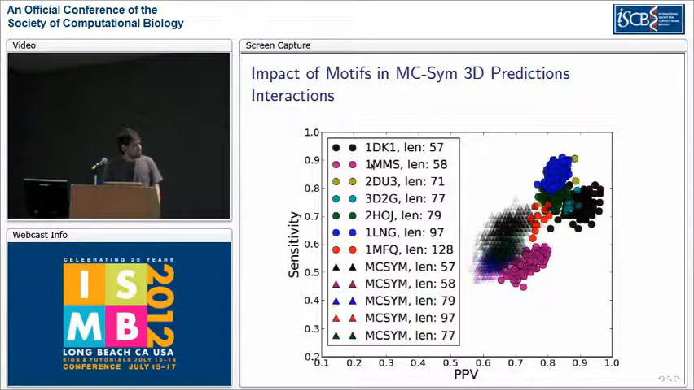In the mass of blurred triangles here, those are the predictions without the 3D motif explicitly given to the MC-Sim reconstruction. In the circles here, those are the predictions with the motifs. As you can see, again, the increase in positive predictive value and sensitivity of all the interactions of those motifs is really beneficial to use a motif to do final reconstruction.